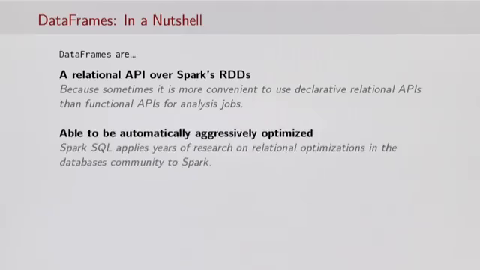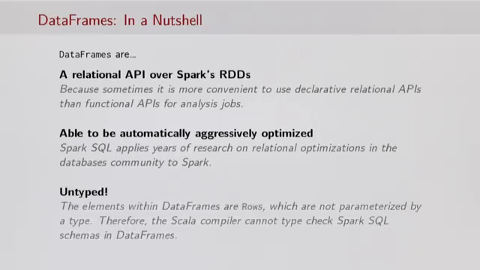The next key point to hold on to about DataFrames is that they're able to be aggressively optimized automatically. So Spark SQL takes many years of research in the database communities, and we can apply them in Spark now that we have some computations that are built up in sort of a relational way. We can apply these relational optimizations to get the same optimizations that people in the databases community have been enjoying for many years.